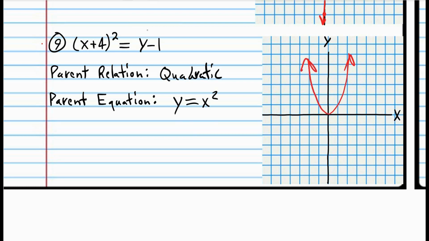So we see we have a reference point at 0, 0. And again, that graph is not perfect. I'm just graphing that quickly. So we have 0, 0. And we want to move that 1, 2, 3, 4 units to the left and 1 unit up.